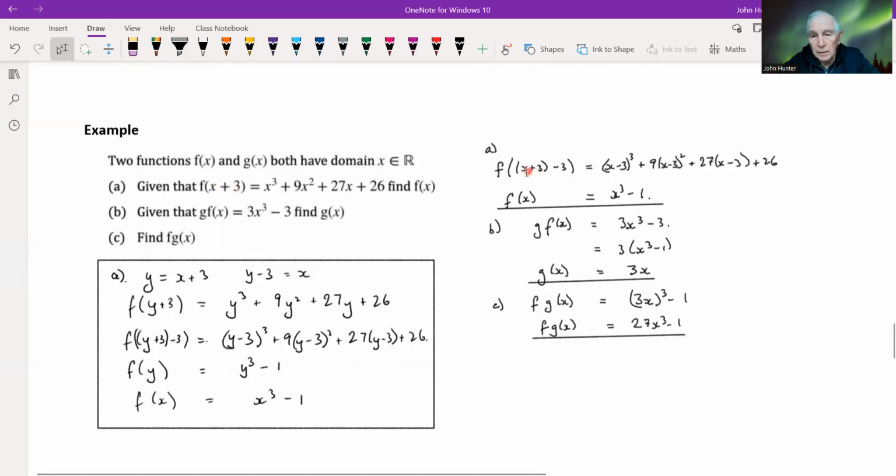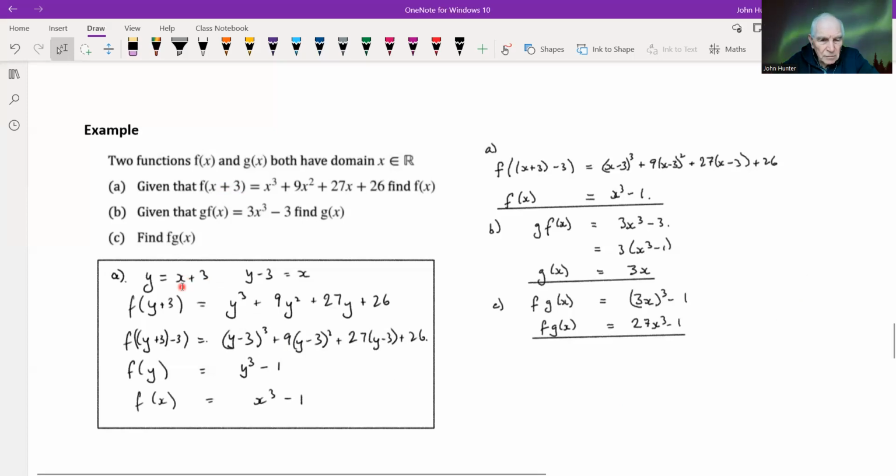So I think the way to do this would be, let's work backwards. If we subtract a 3 back off, then what we're going to get is this expression here. Well, of course, what we've done here is x plus 3 minus 3, isn't it? That's f of x, and that works out to be x cubed minus 1. I think that's the best way of doing it.